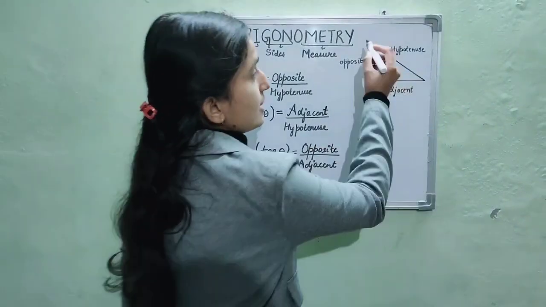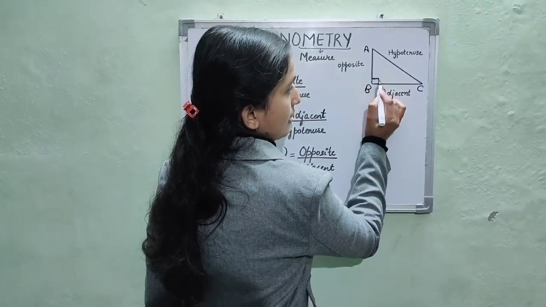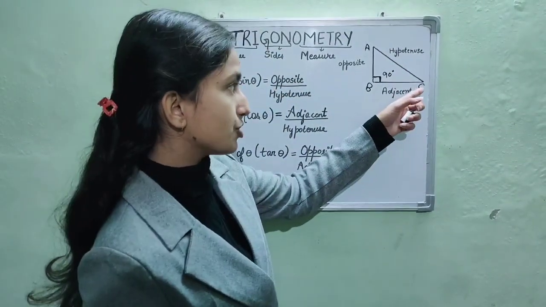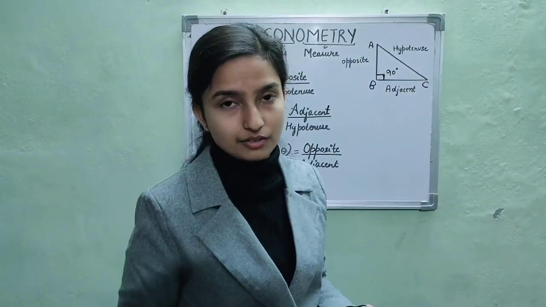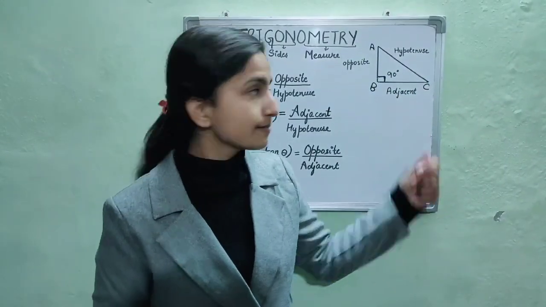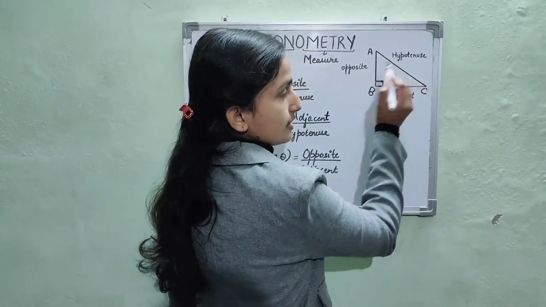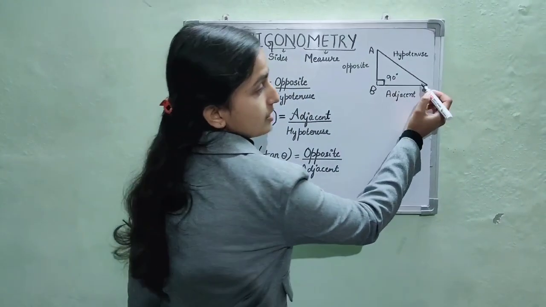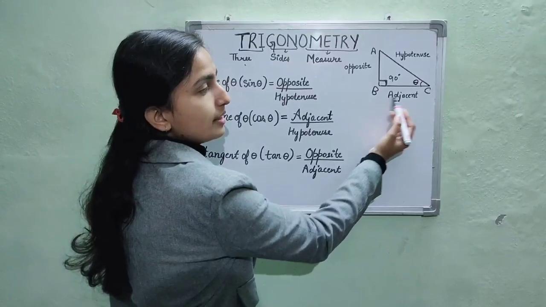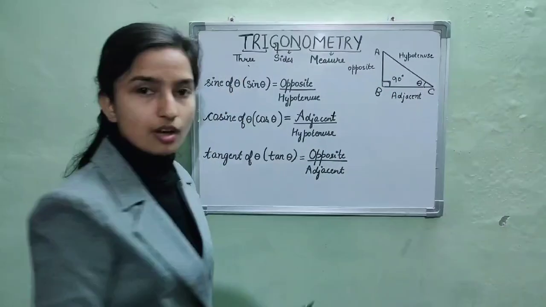Let's suppose this is a right angle triangle ABC, which is right angled at B, and this is 90 degrees. That means the measure of the other two angles will be less than 90 degrees, right? Or we can say the sum of the other two angles will be equal to 90 degrees. Also, the side which is opposite to this right angle is called the hypotenuse. And let us suppose this is angle theta. The side which is adjacent to this angle theta, let us call it adjacent, and the side which is opposite to this angle theta, let us call it opposite.